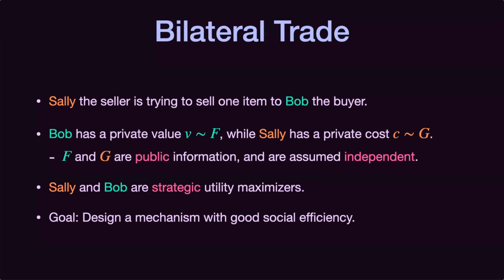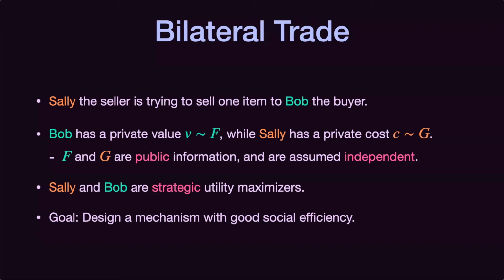We have a seller, Sally, and a buyer, Bob. Sally is trying to sell one item to Bob. We consider the classical Bayesian setting, where Bob has a private value V, drawn from a distribution F, and Sally has a private cost C, drawn from a distribution G.